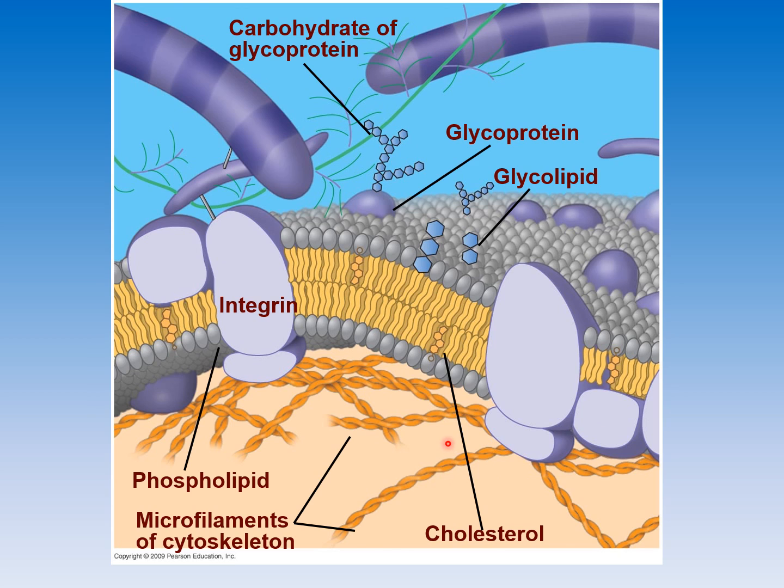Another thing I want to point out here is this is on the inside of the cell down here. And so you'll notice that we have the cytoskeleton filaments here, helping to stabilize everything. Once again, cholesterol here. An integrin is a protein that does extend the entire width of the membrane. And then you have proteins that are extending out on the outer surface of the membrane.